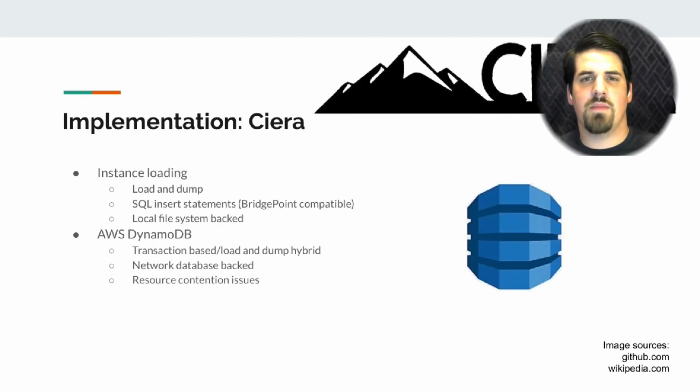The Sierra model compiler employs a very simple load and dump instance population persistence mechanism used for developing model compilers. This mechanism allows the model compiler to load instances from Bridgepoint, do transformations to a separate target model, and dump the instances along with new created instances from the target model.